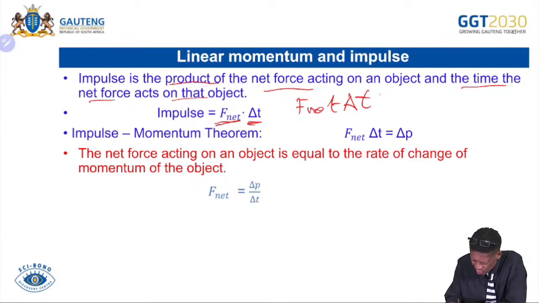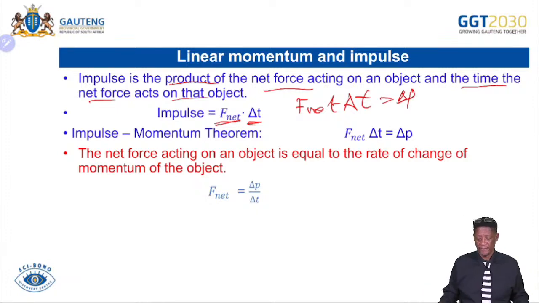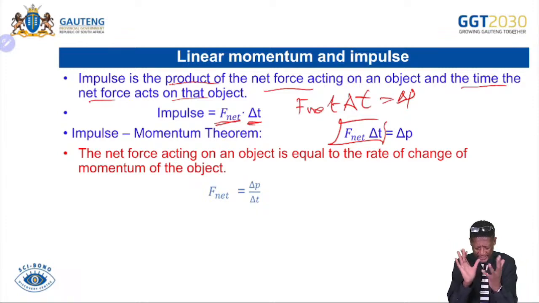And F net delta t equals change in p is not impulse. This we call the momentum theorem. This is the momentum theorem, it is not impulse. Impulse, we talk about this one. This is what happened at that moment, at that time, right? It is the force applied and the reaction at that time. That is impulse, right?